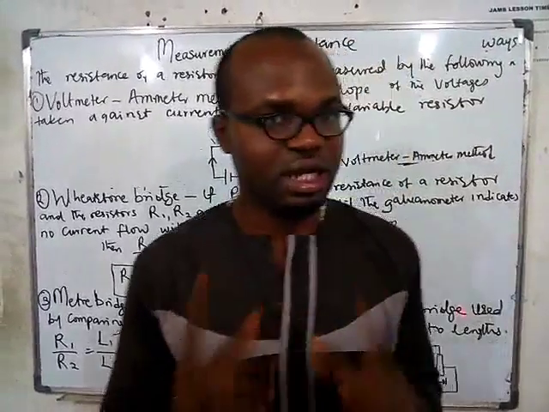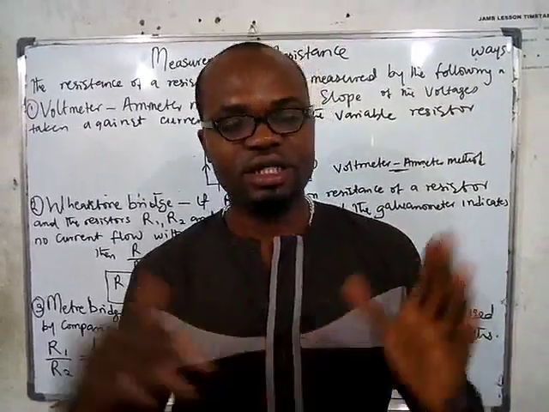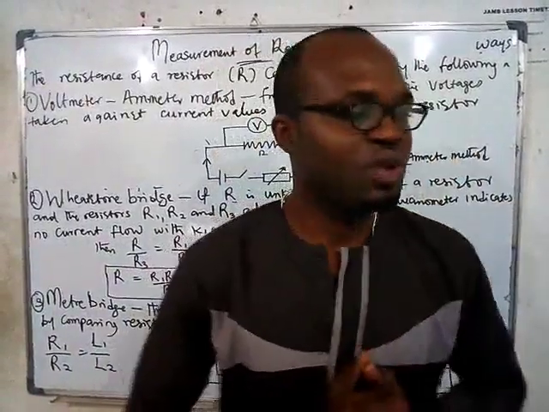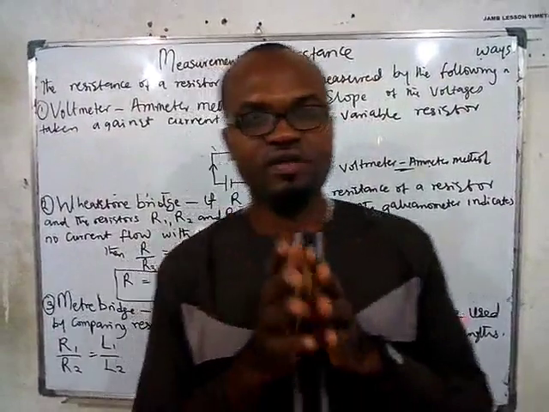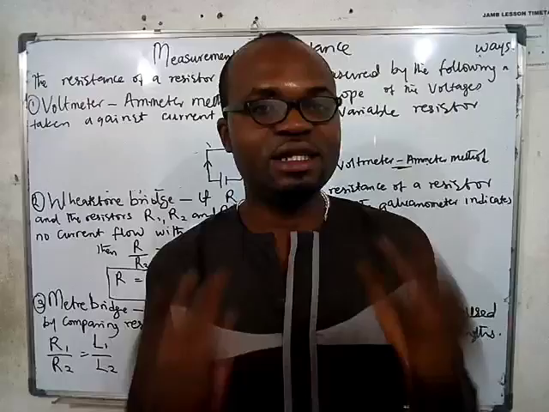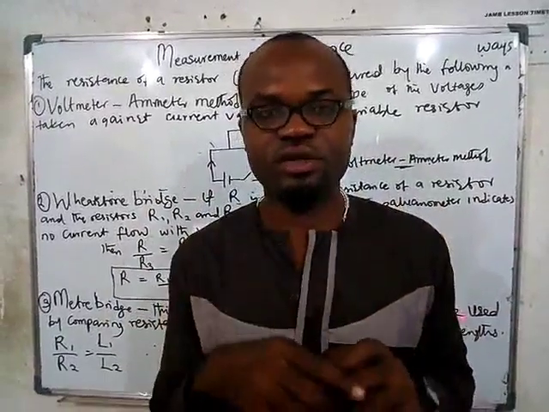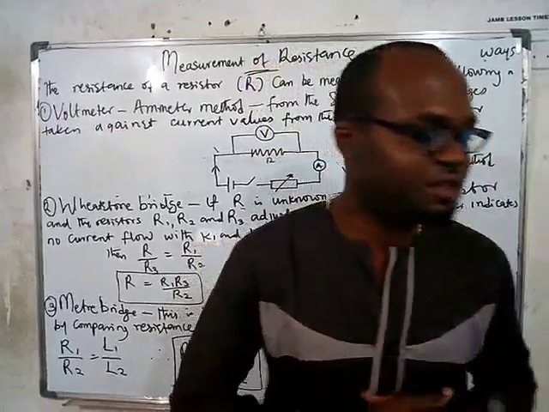A resistor, like I told us in the previous class, is any electrical material that prevents the free flow of electricity. When you have an electric circuit, the definition of a resistor is that electrical component or electrical material in the electric circuit that prevents the easy flow, the free flow of electricity.